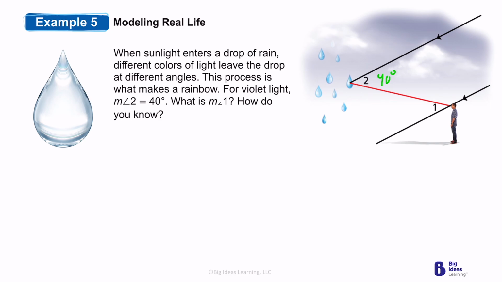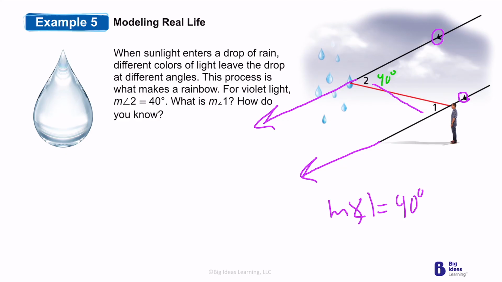So how do we know this? Well, it's really quite simple. We have the little arrows right here. Remember we said earlier, those arrows mean parallel. So this line actually extends out like this and keeps on going forever. And they're parallel. If they're parallel, that means angle 1 and angle 2 are alternate interior angles, which means they are congruent. The measure of angle 1 is 40 degrees.